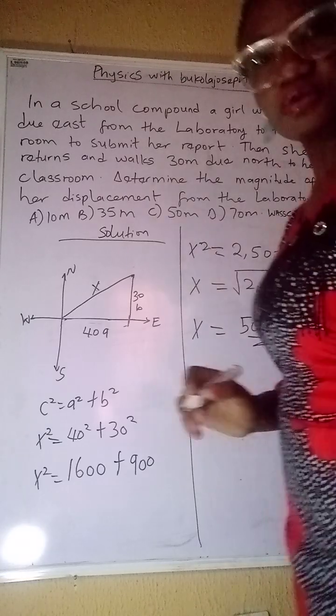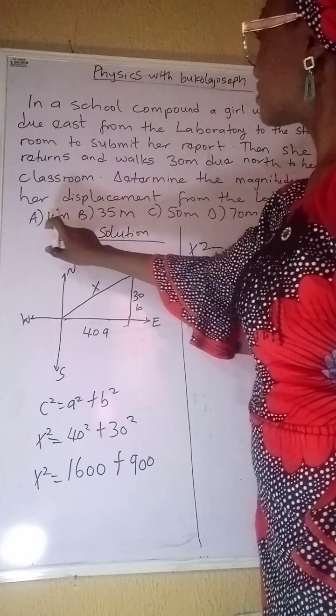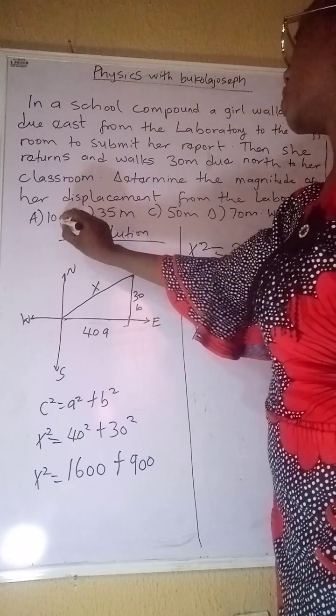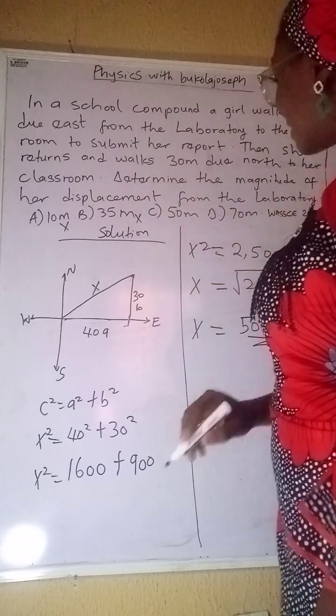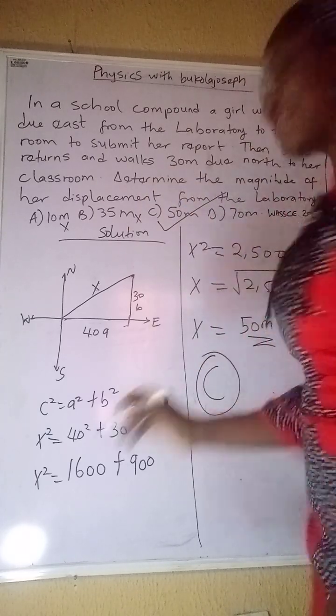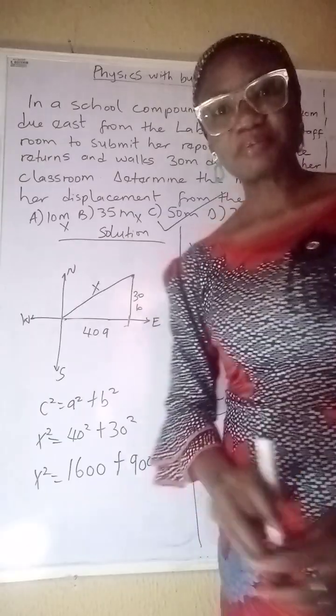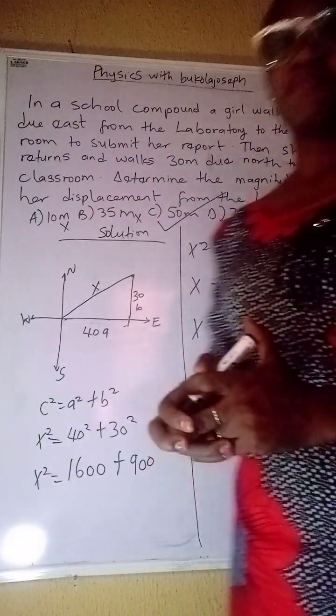So let's check our options to see if we'll find the answer. A is 10 meters. No. B is 35 meters. No. C is 15 meters. Yes. So our option is C. And then our displacement for this question is equal to 50 meters.